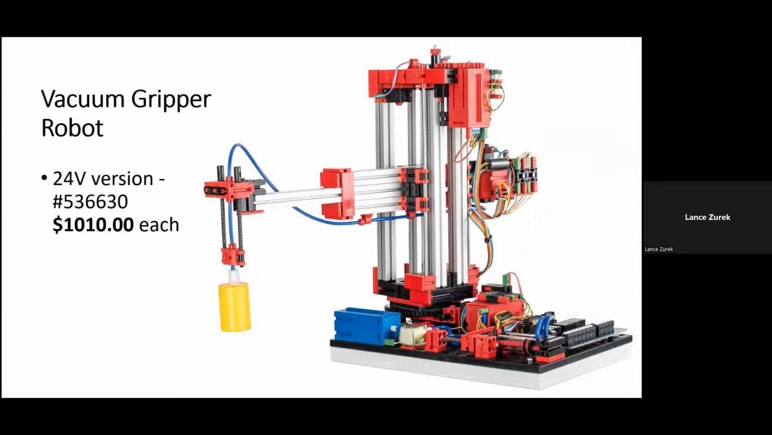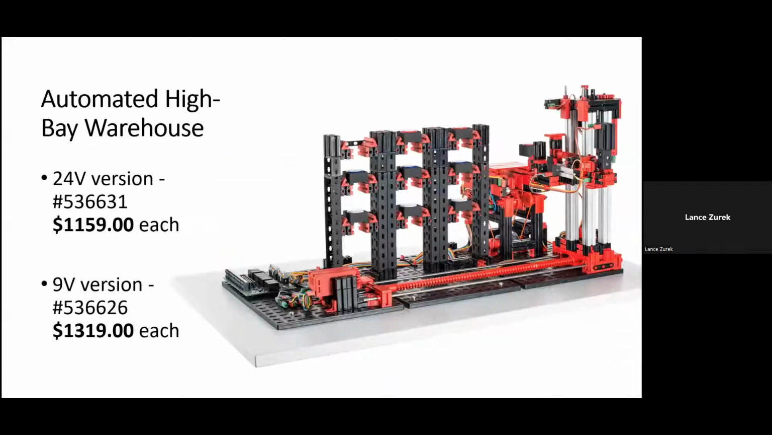First up, the vacuum gripper robot. This is available only on the 24-volt version, and it is $1,010 list price per unit. The automated high bay warehouse in the 24-volt version is $1,159, again requiring the PLC. The 9-volt version with the TXT controller is $1,319.